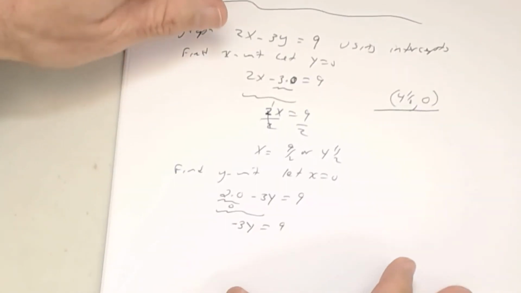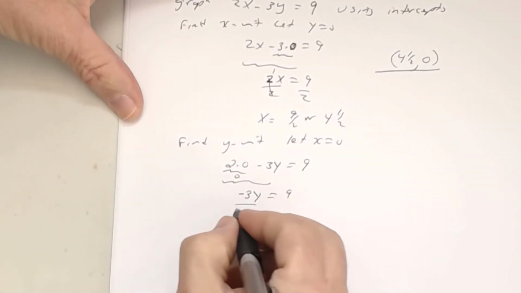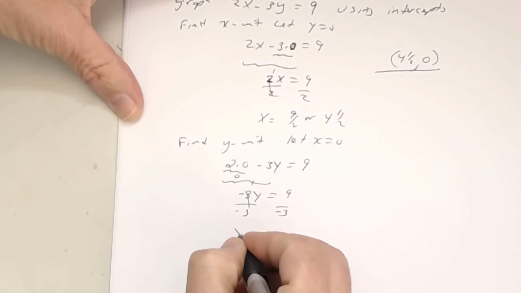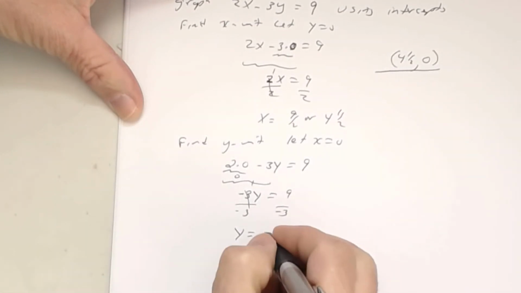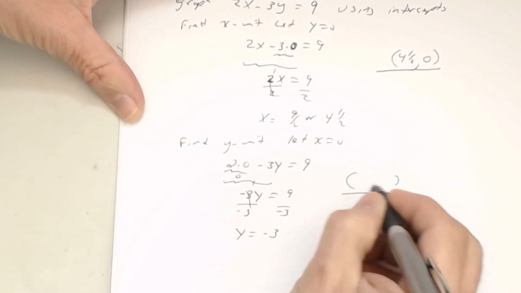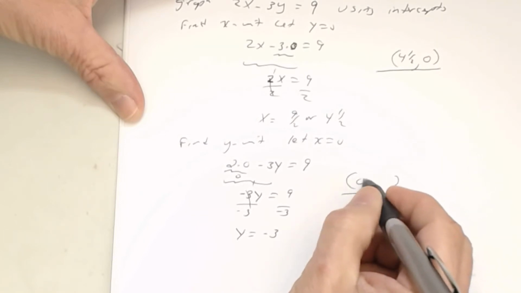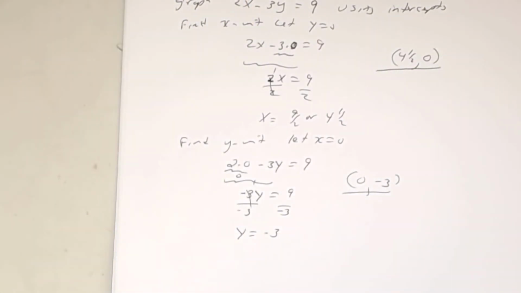And then you just got to get y by itself. How do you get y by itself? Divide both sides by negative 3, and you found your y-intercept. The graph's going to cross the y-axis at what number? Negative 3. As an ordered pair, what is that? Make sure you put the correct coordinates. 0, negative 3. All right, and then you plot those 2 points, and there's your graph.